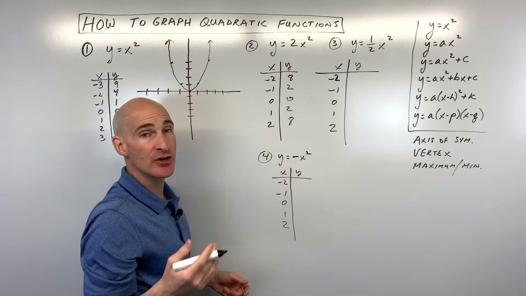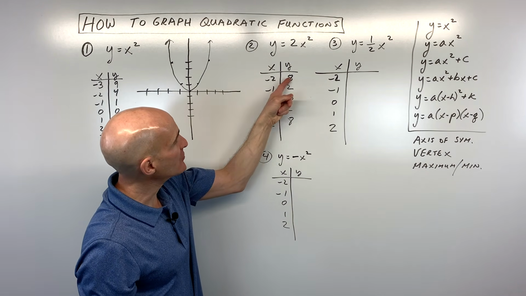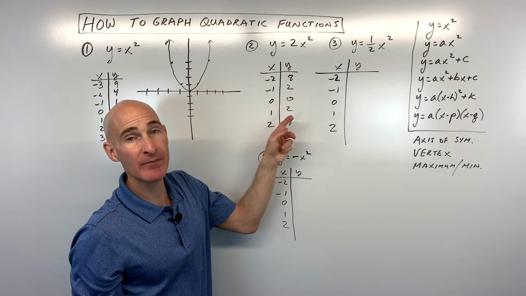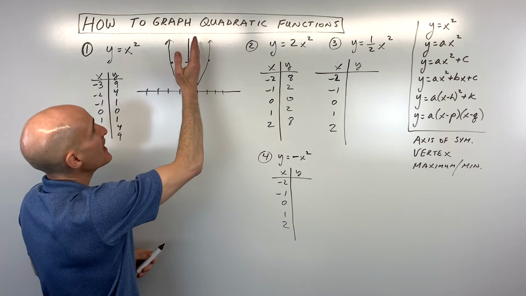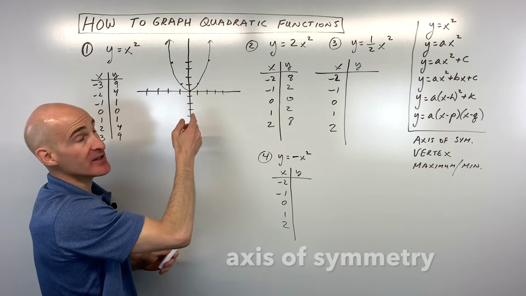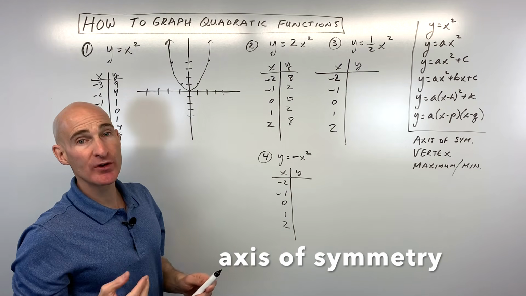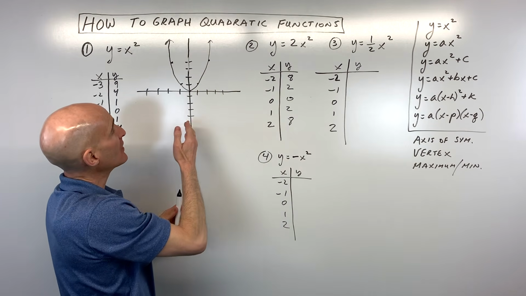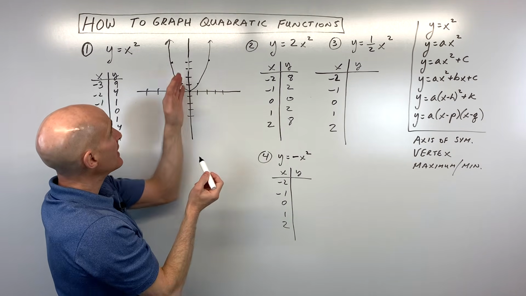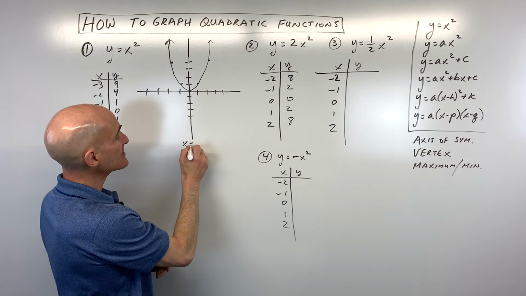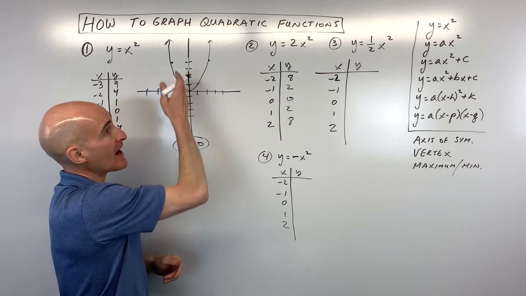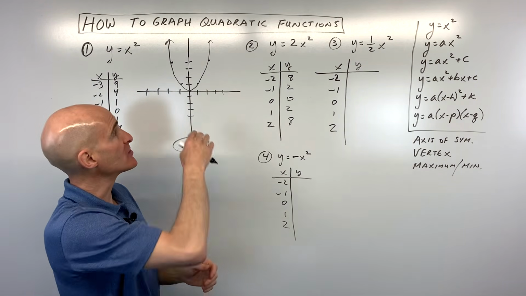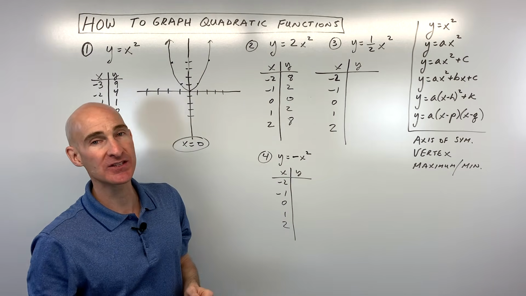Now one thing that you'll probably notice is that these values here are the same, and these values here are the same, and that's because the graph is symmetric about this axis of symmetry. When we talk about the axis of symmetry, it's this vertical line that divides the parabola in half. In this parent function, that line is the line x equals 0. Remember, x equals lines are vertical lines, whereas y equals lines are horizontal lines.